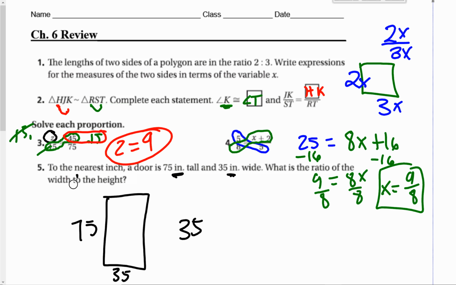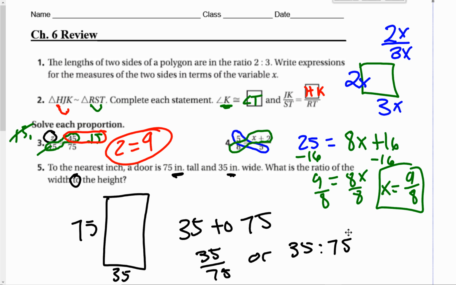Ratio of the width, so I want to write the width first, and I'm comparing that to, that keyword there, the height, so I can put the word "to" here if I wanted, 75. So I can leave it like that, or I could write it as a fraction, or I can write it like this, 35 to 75.